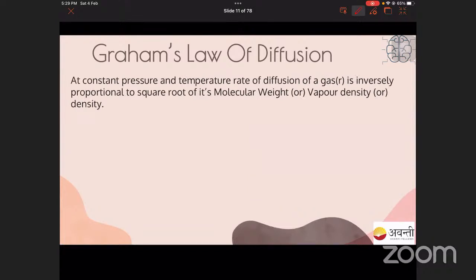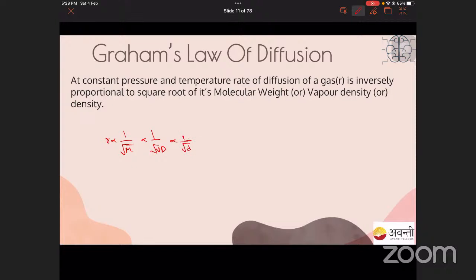Now we'll be seeing the actual law. What does Graham's law of diffusion say? At constant temperature and pressure, the rate of diffusion of a gas or effusion of a gas is inversely proportional to the square root of molecular weight, or square root of vapor density, or square root of density of a gas. That's what he's saying according to Graham's law.